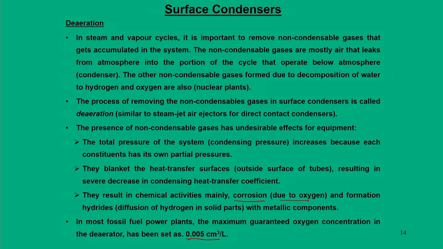Many times, fossil power plants require a guaranteed oxygen concentration of less than 0.005 cubic centimeter per liter. So the role of oxygen in a condenser is very significant, because it adds corrosion, it drops the overall heat transfer coefficient, and it has its own partial pressure. To suppress all of these, we require an additional unit called a deaerator, which is normally used in surface condensers.